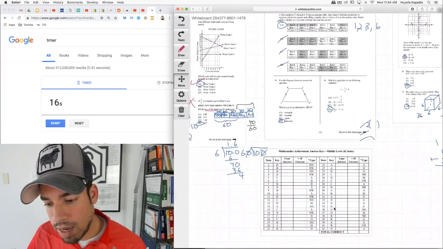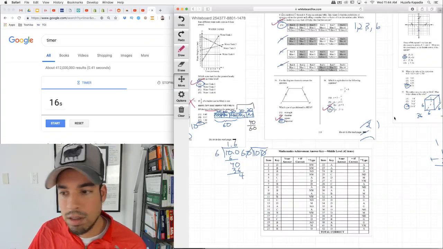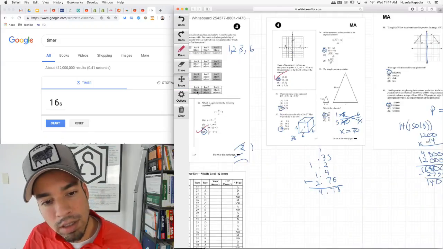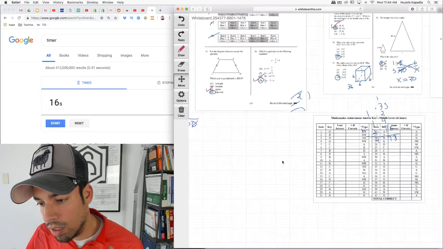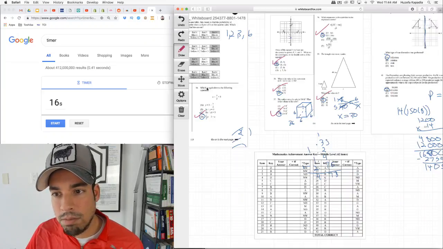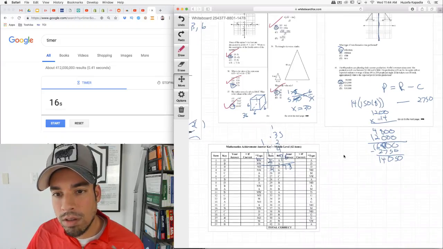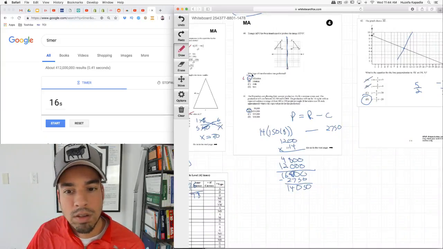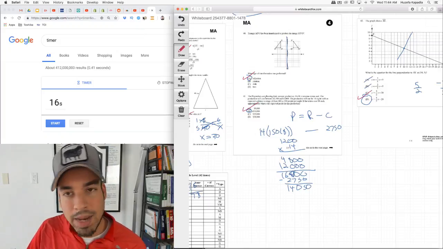32 is ADDB. ADDB. 36. DDBB. DDBB. Right? And then 40 or 41, 42. ABD. ABD. All right. So there we go. That is the full math achievement section.